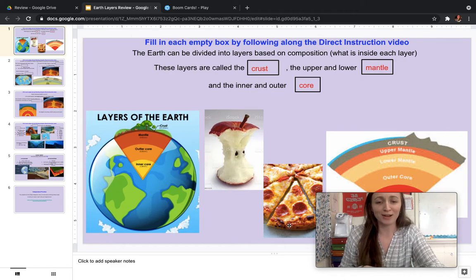But yeah, the crust is the very outside. It's the same with the earth. The crust is the outside layer. That's stuff we pretty much got down.